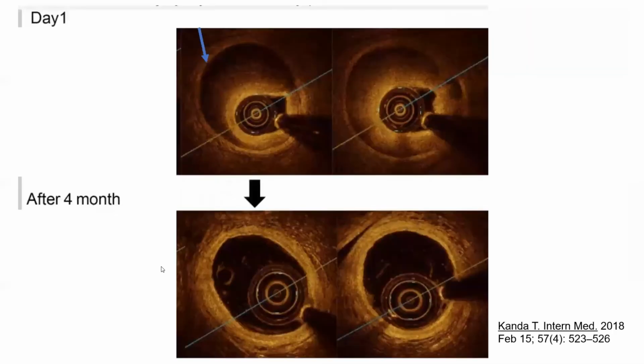dark speckles deeply. So another example of SCAD, again, this one here has that crescentic, large, almost circumferential SCAD. It's mostly crescentic here. Here it becomes circumferential. 4 months later, with just conservative management, that intramural hematoma disappeared just with conservative management.